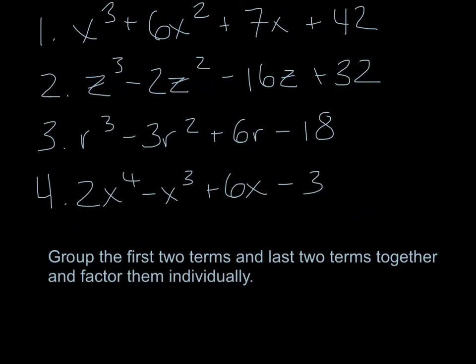Here's a couple problems for you guys to try for homework. Remember, the key here is to group the first two terms and the last two terms together and try to factor each of those sets of parentheses individually. Once you have your common factor in both, you can group the term that's in front of both of your common terms together, and then make sure that your answer is fully factored after that point. Good luck.